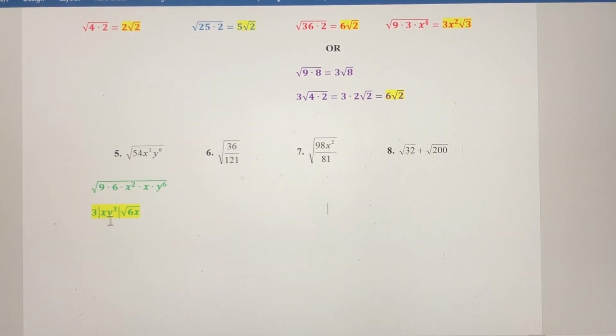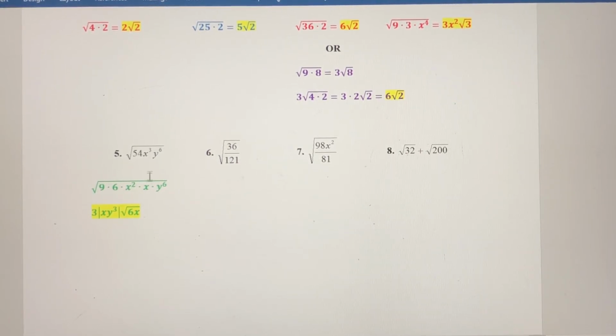Because these both have odd exponents, if they were negative, I need to account for that. So that's why the absolute value is here and not here in number 4. Notice we didn't put the absolute value there because x squared is always going to be positive, okay? Absolute value has to be there if you've got an odd exponent. And then the 6x stayed inside, okay? So this is the simplified answer for problem number 5, okay?